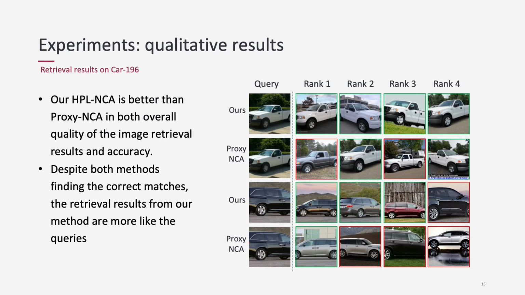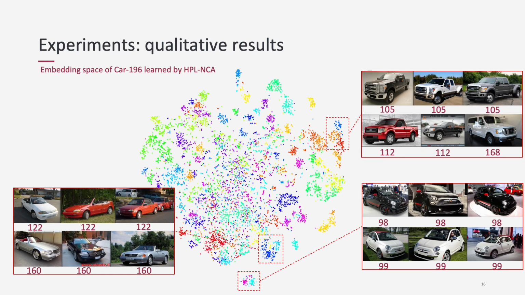Here we'll visualize some image retrieval results, where the red box indicates a false positive. It is obvious that our hierarchical proxy loss is better than traditional proxy NCA in both accuracy and the overall quality of the image retrieval results. In this slide, we visualize the learned embedding space using t-SNE. As highlighted in the red boxes, our method tends to group similar categories into a larger cluster while still retaining good separability between classes.